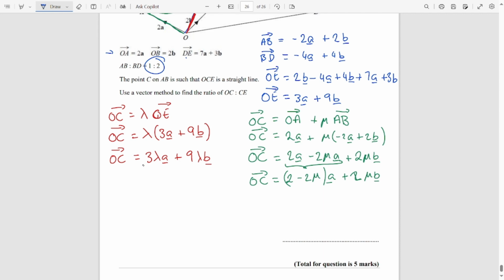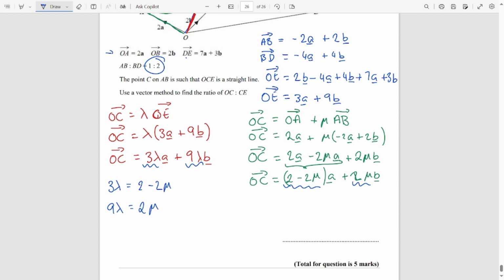So in the A's, I have 3 lambda A must be equal to 2 minus 2 mu. 3 lambda is equal to 2 minus 2 mu. And then in the B's, we have 9 lambda is equal to 2 mu. So the amount of B's must also be the same.